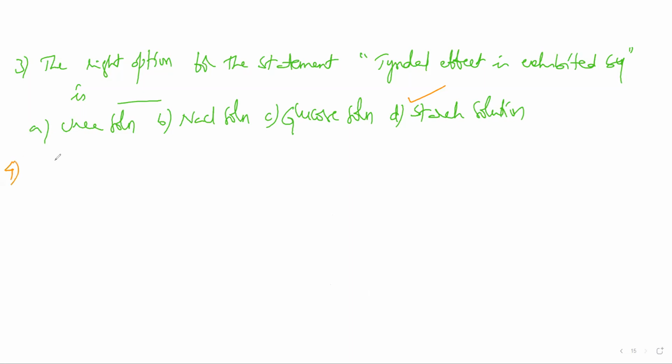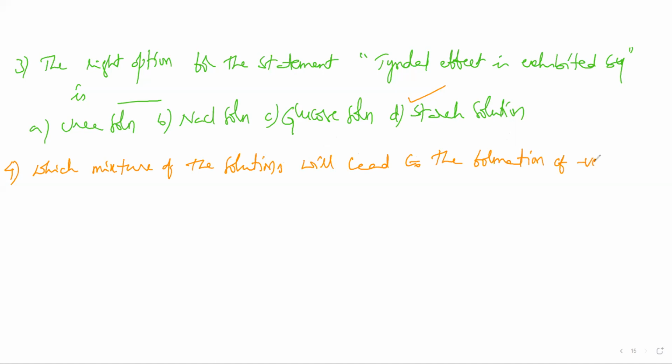Next, one more frequently asked model. Which mixture of the solutions, previously asked also, will lead to the formation of negatively charged colloidal sol? What is the colloidal sol? AgI minus. So it is a negatively charged sol. But which solutions, which mixture will give this?